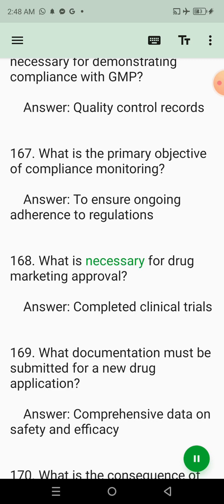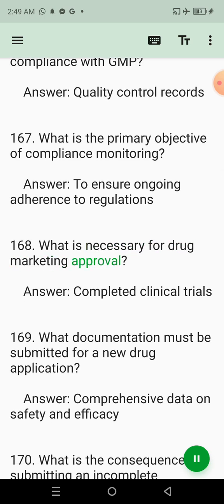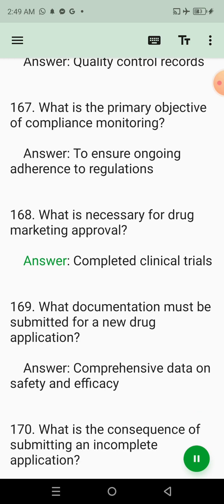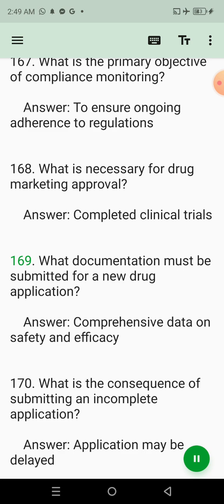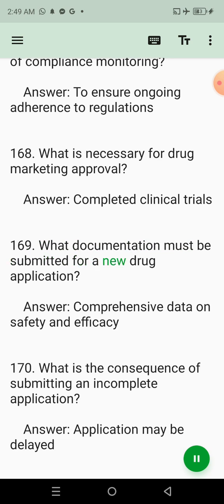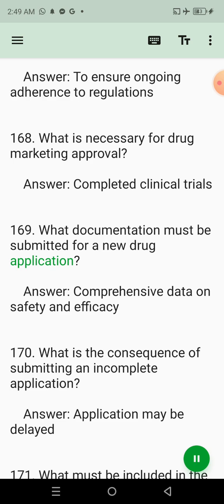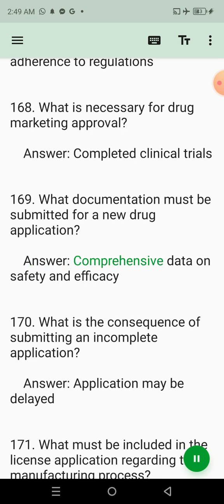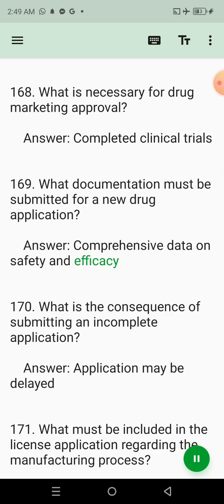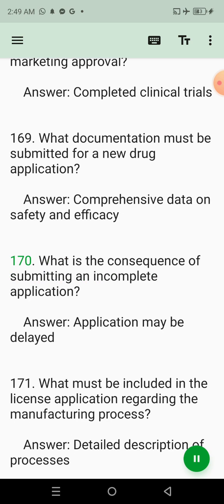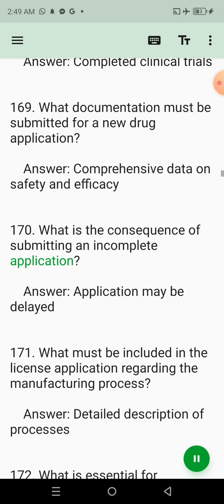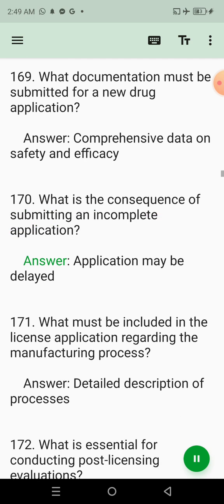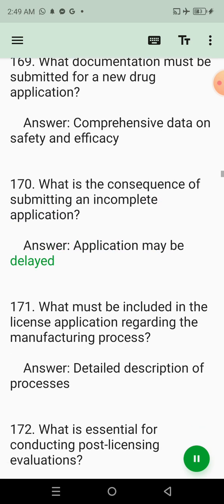168. What is necessary for drug marketing approval? Answer: Completed clinical trials. 169. What documentation must be submitted for a new drug application? Answer: Comprehensive data on safety and efficacy. 170. What is the consequence of submitting an incomplete application? Answer: Application may be delayed.